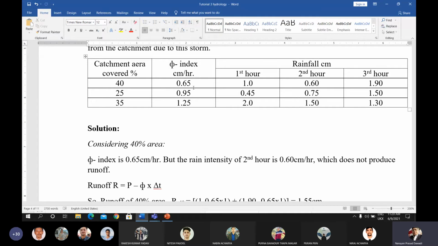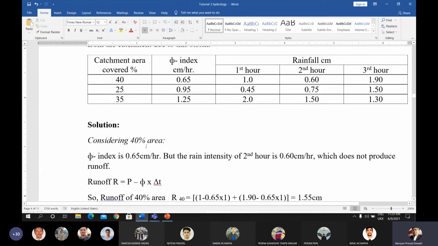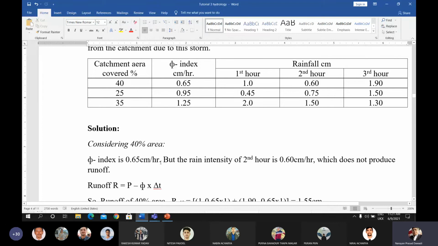Now, calculate the runoff from all the catchments, respective catchment first. Considering the 40% area, the phi index is 0.65 centimeter per hour, but the rain intensity for the second hour is 0.60 centimeter per hour, which does not produce runoff because it is less than the phi index. The second hour rainfall for the 40% area does not produce surface runoff. Hence, this is not considered for calculating the runoff.